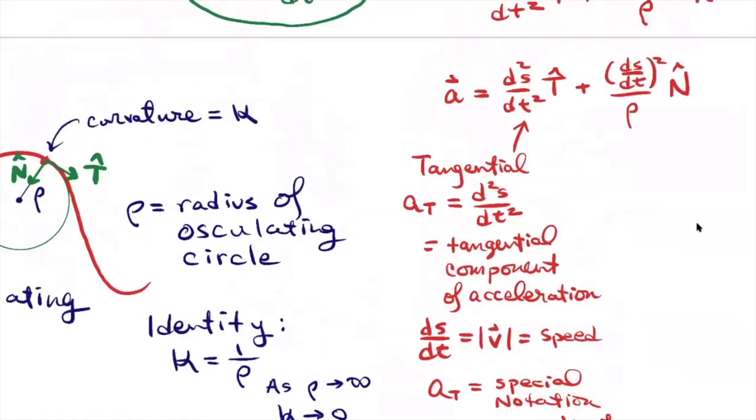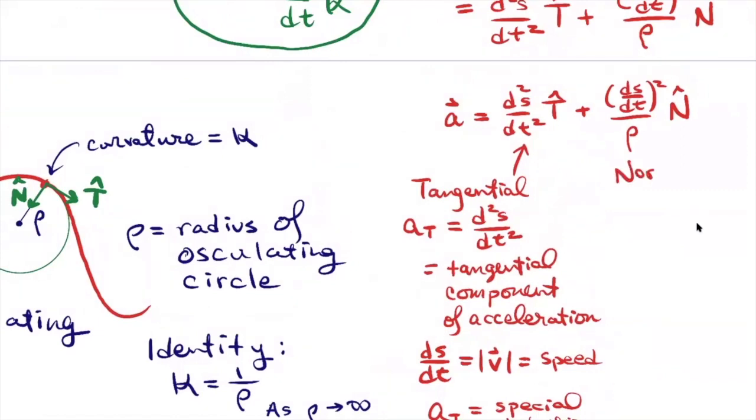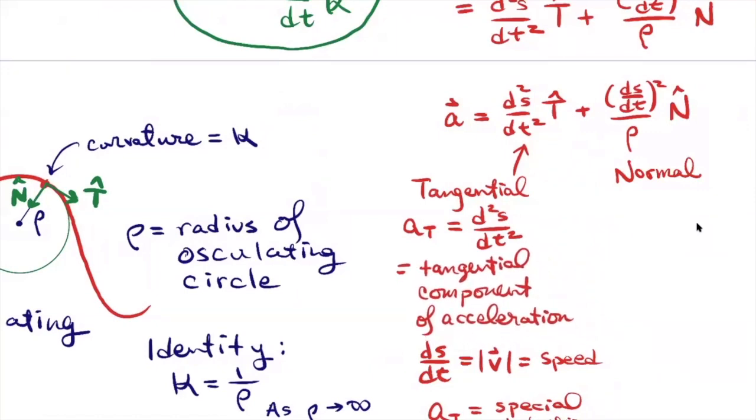Okay, let's go back to the normal component up here. So this will be AN. I'm gonna move some things around real quick. Okay, so the normal component is A with a little n subscript. And you can see it's ds over dt squared divided by rho. And remember that ds over dt is speed and rho is the radius of curvature.